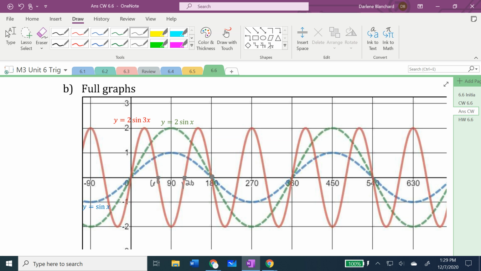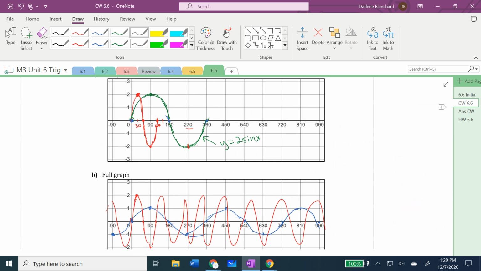Do you feel good with this problem? Ready for the next one? Okay, I will take the non-response as ready for the next one.